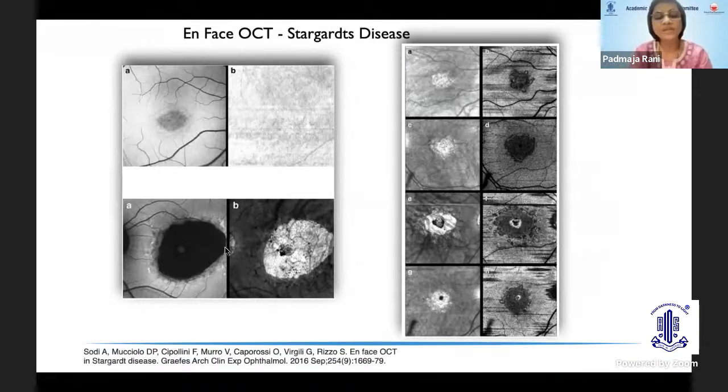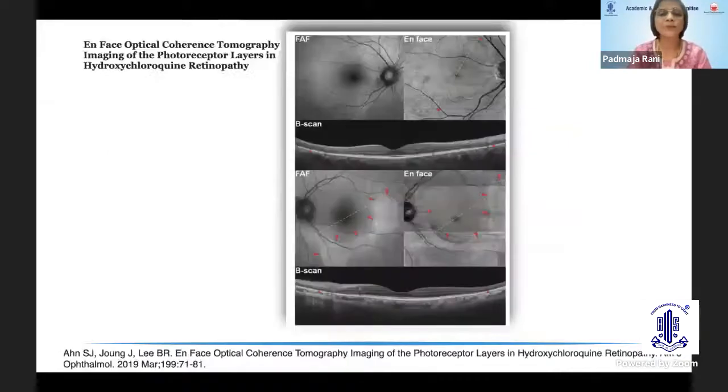Similarly, a case of advanced atrophy where you can see the changes very clearly on the NFAS. They also compared the photoreceptor slab as well as the sub-RPE slab, and they clearly concluded that in Stargardt's disease, the photoreceptor layer degeneration changes are much more common compared to the RPE layer. Telling that probably the disease starts at photoreceptor degeneration, going on to RPE atrophy. So it will also give us insights into the pathogenesis.